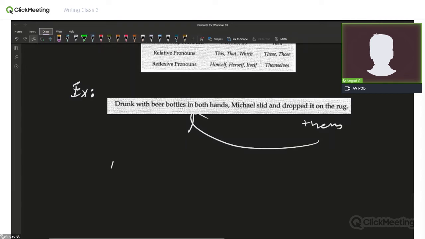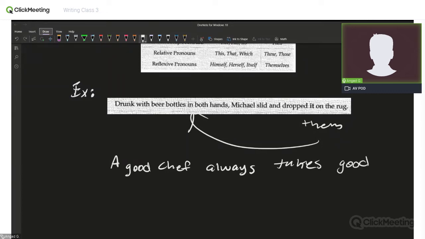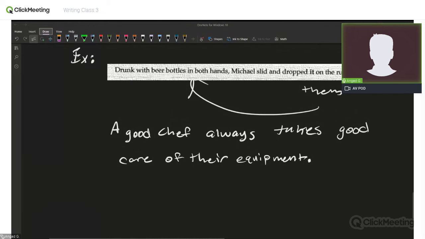All right, this one. A good chef always takes good care of their equipment. All right. So what do you guys think, is there any incorrect usage of pronoun references? And if so, what are they and what should they be replaced by?